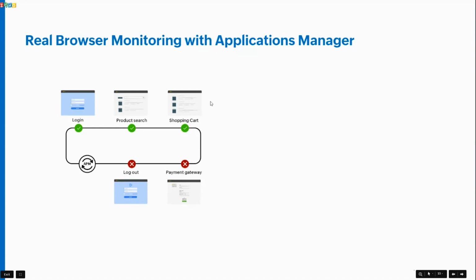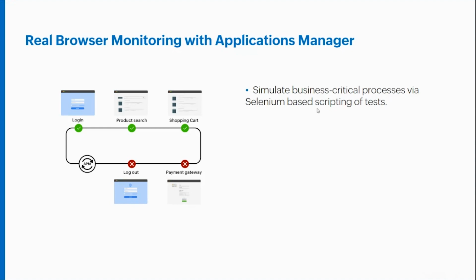When you perform synthetic transaction monitoring, you will be able to identify any errors in this workflow, such as if there's an error in the payment gateway or in the logout form, you will be able to identify it. So here you can simulate the business critical processes with the help of Selenium-based scripting of tests. So the first step involves a web transaction recorder in which you can record critical transactions. Every action that we perform while recording, be it hovering, clicking on an element, all of it will be saved in a Selenium-based script file.